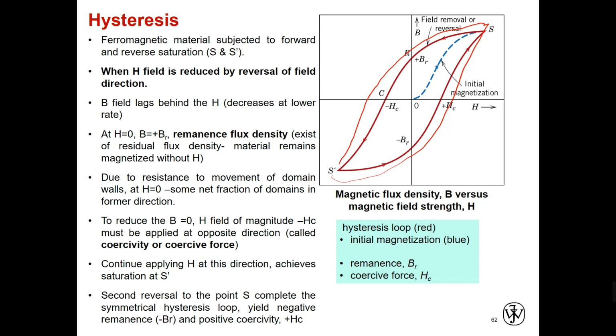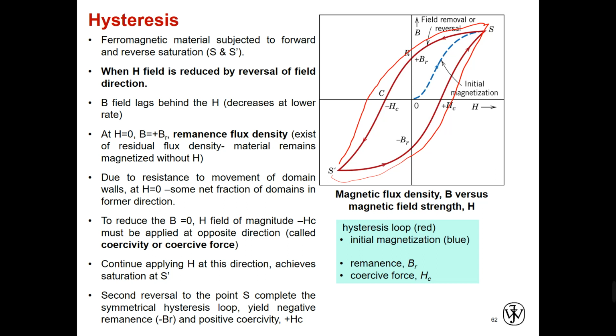When the H field is reduced by reversal of field direction, the B field lags behind the H and decreases at a lower rate. Then we can see the remanence, or residual flux density: the material remains magnetized without H, when H is 0, due to resistance to movement of domain walls. Some net fraction of domains stays in the forward direction. To reduce B to 0, an H field of magnitude HC must be applied in the opposite direction, called coercivity or coercive force.